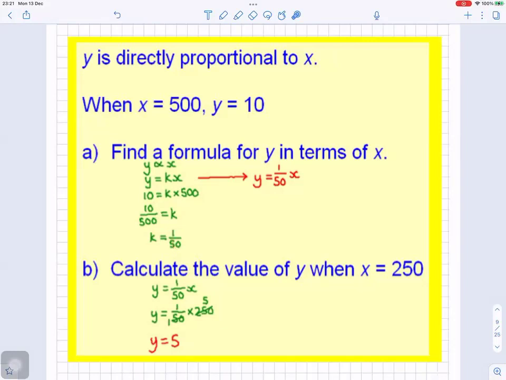So you can write your equation as Y is equal to 1 over 50 x. That's Y equals Kx, you replace K with 1 over 50. Part B, calculate the value of Y when X equals 250. So you take X is 250 and replace X there. So it's 1 over 50 times 250. It's the same as 250 divided by 50, which gives you 5.